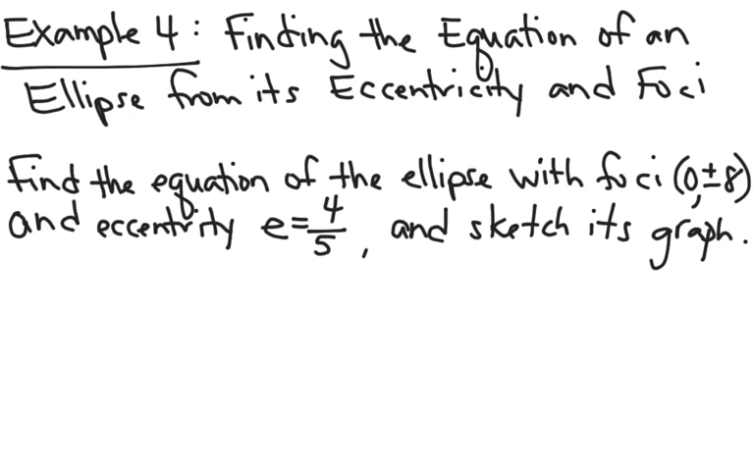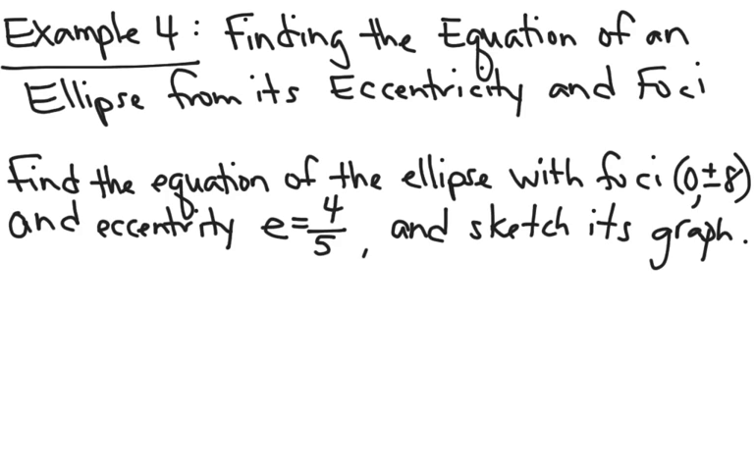Let's find the equation of an ellipse from its eccentricity and the foci. Find the equation of an ellipse with foci at 0, plus or minus 8, and eccentricity E equals 4/5, and sketch its graph. So the first question is, is this an ellipse that's really elongated or not so elongated? Well, remember, the closer that E is to 1, the more elongated or stretched out it is, and the closer it is to 0, the more circular it is. Well, 4/5 is awfully close to 1. Therefore, this is going to be an elongated ellipse.